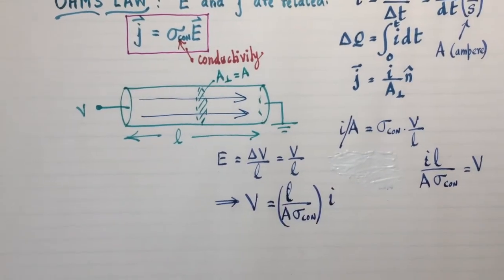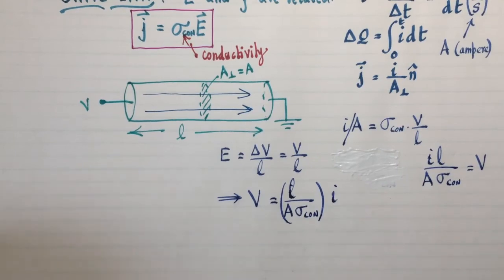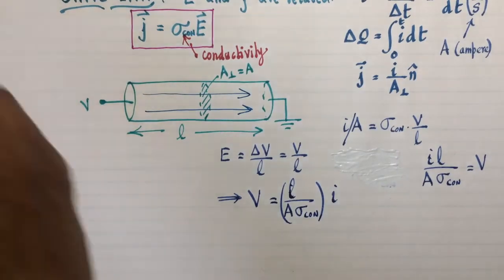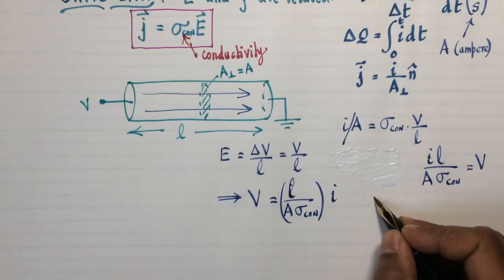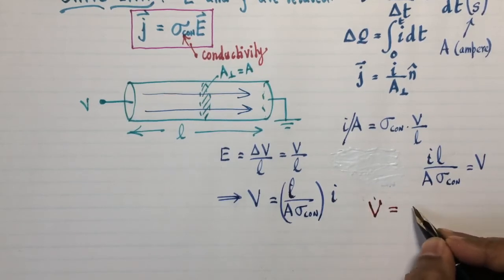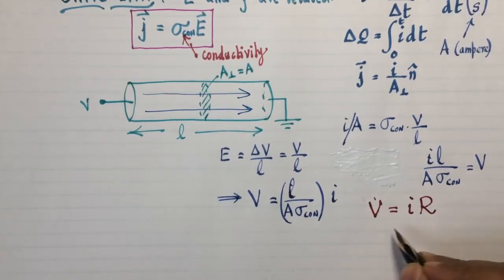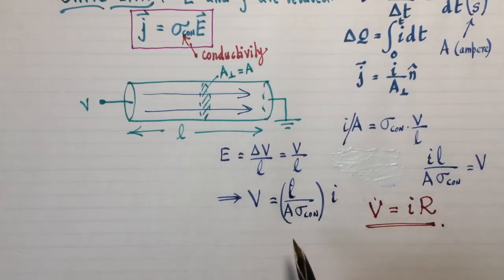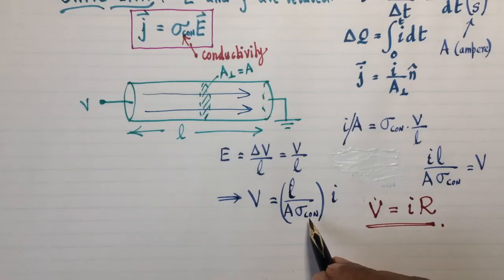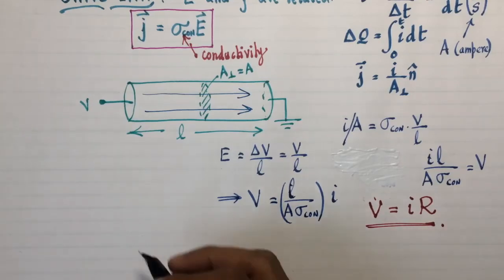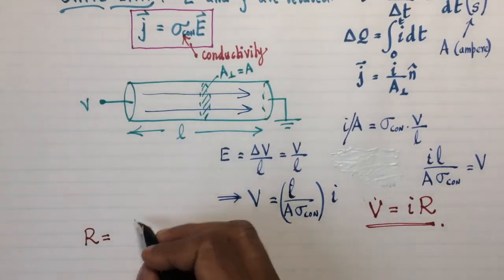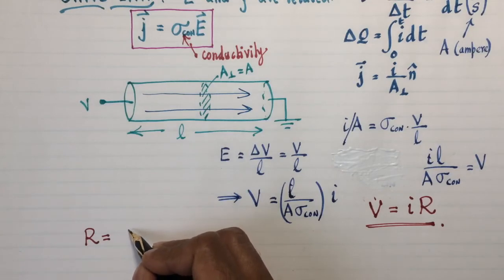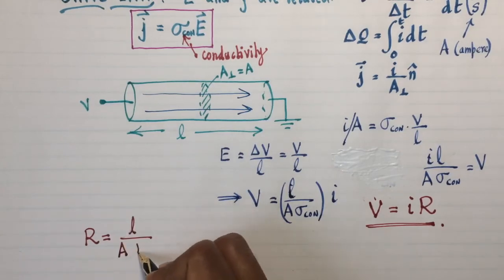Now this is getting more familiar. Those of you who have studied the subject before know that you need to have V equals IR. That is the classic Ohm's law that engineers use. But this doesn't look anything like that unless we define R to be equal to L over A sigma con. Well, let's do that. The resistance of the wire is defined as L over A sigma con.